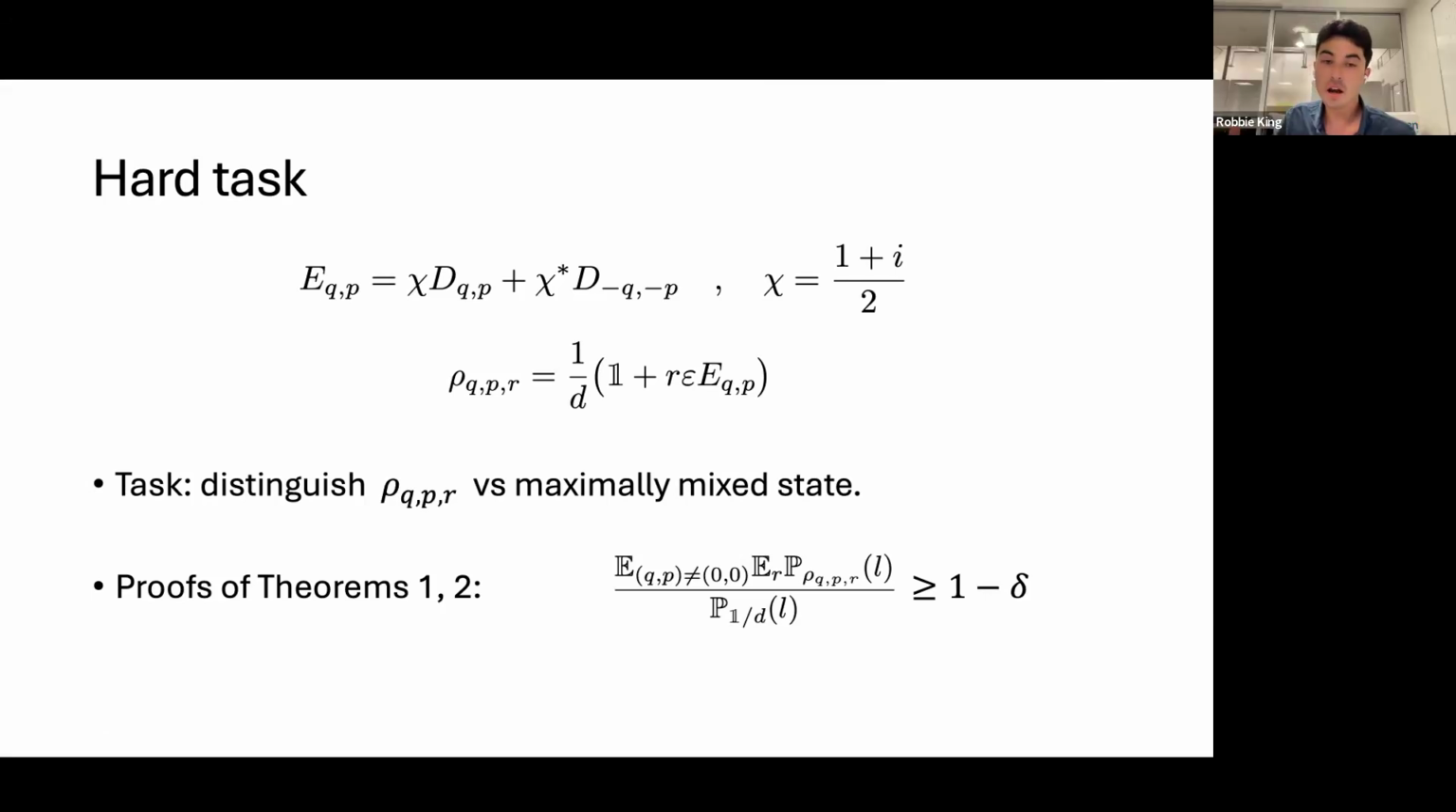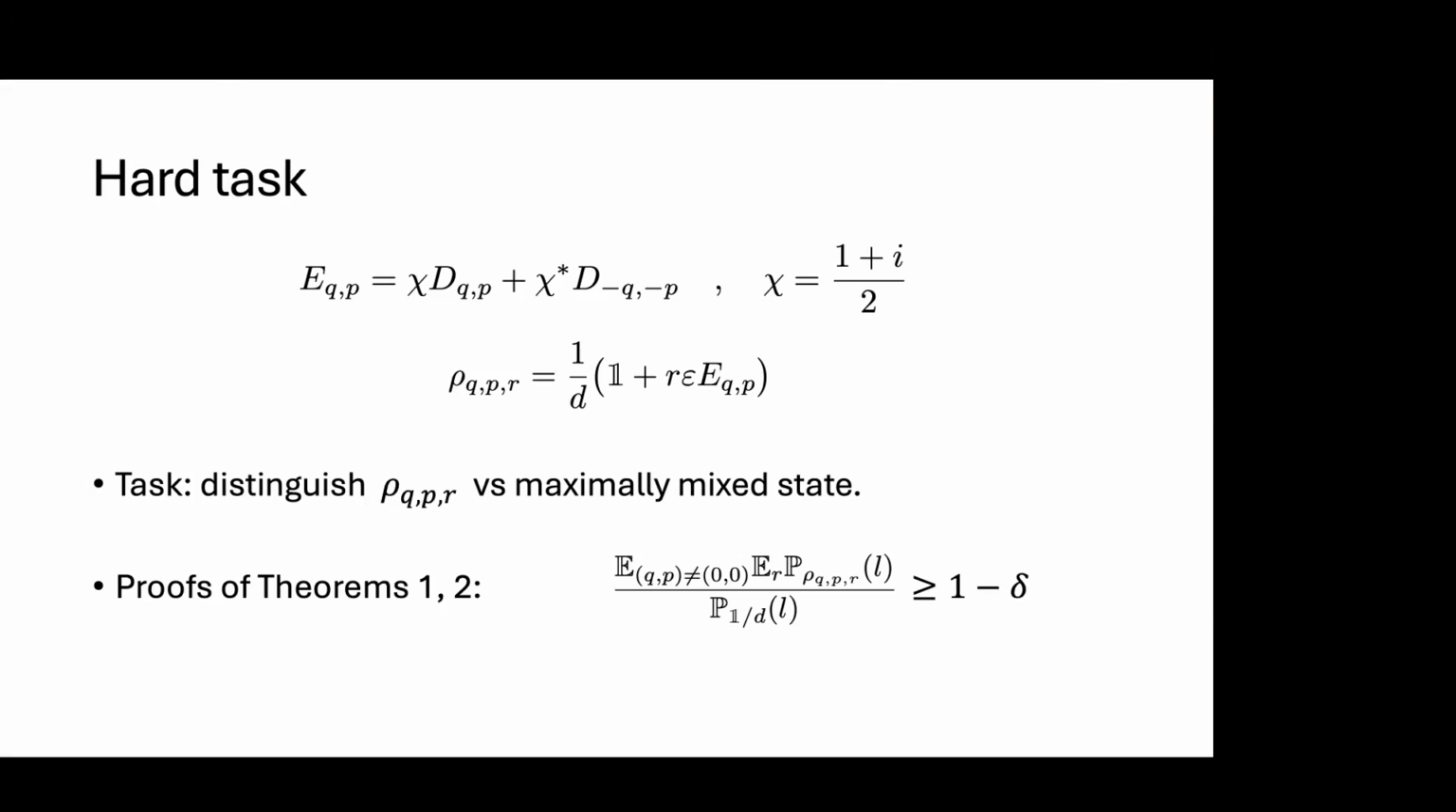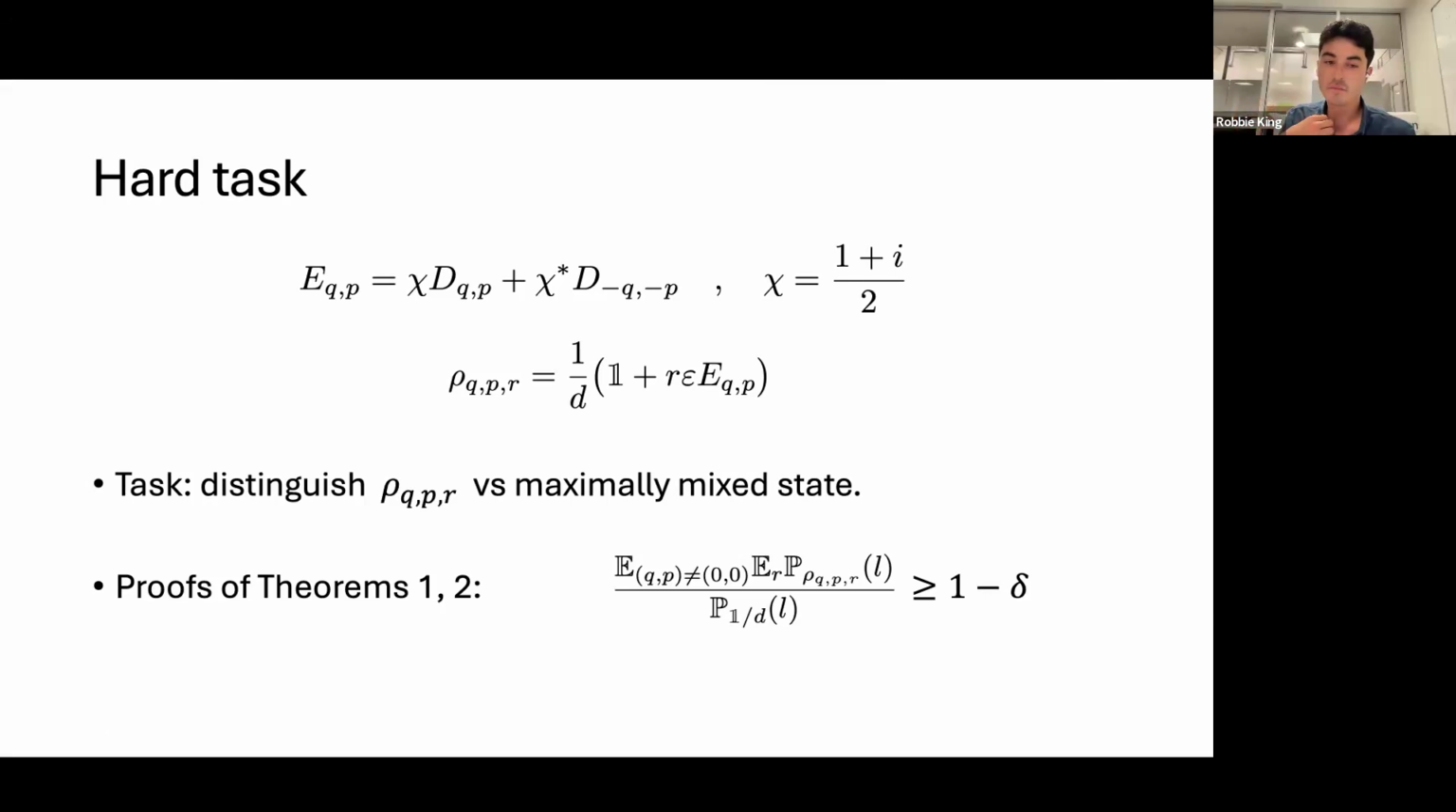No, it's actually I roll a random Q, P, and R, and then I give you either copies of the state rho given Q, P, R, or I give you the maximally mixed state, and you have to tell me if I've given you a state of this form or I've given you a completely mixed state.